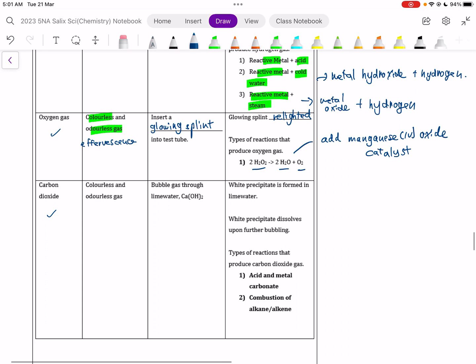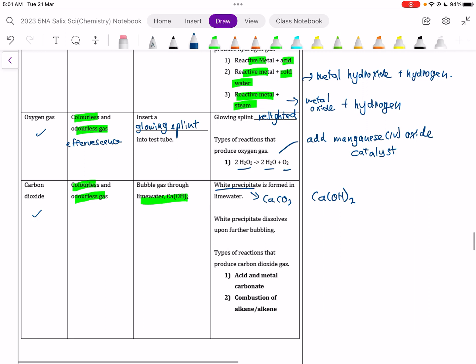Then next thing you have carbon dioxide. Carbon dioxide is a colorless, odorless gas. Then you bubble the gas into lime water. Hopefully by now you know what the white precipitate is. The white precipitate is actually calcium carbonate, and I've shown you how it's formed. Basically, calcium hydroxide, which is your lime water, plus CO2 gives you calcium carbonate, the white precipitate, plus water.